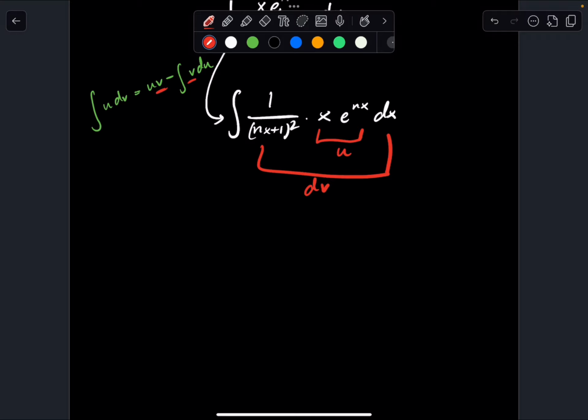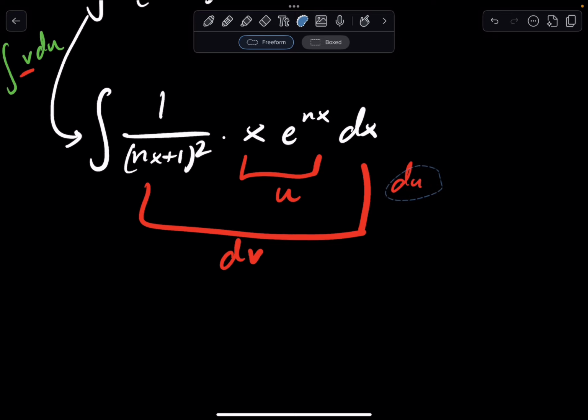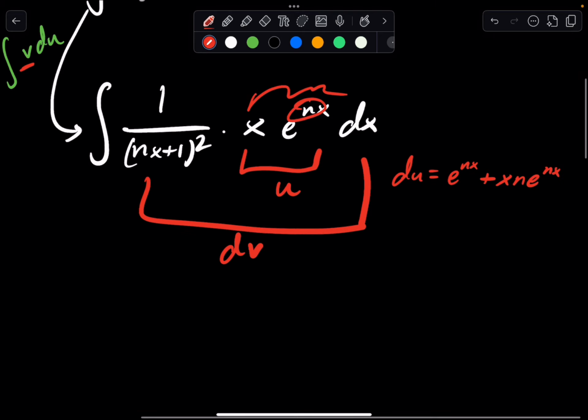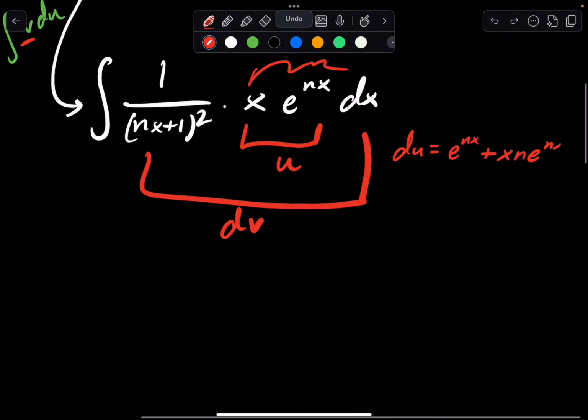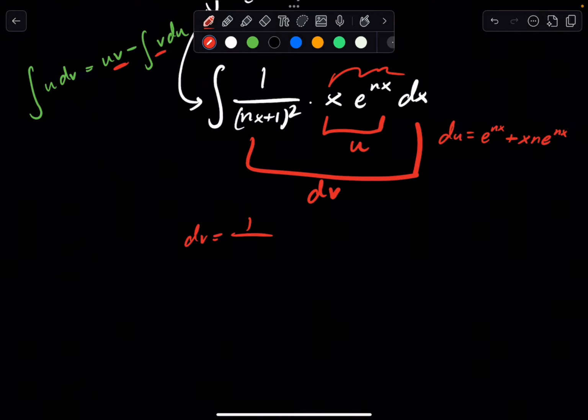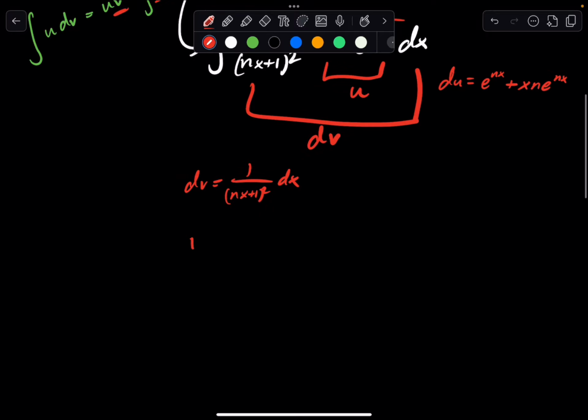So that means let's find du and v first. So du: right here, u is this. So using the product rule, we find that du is equal to e to the nx plus xn e to the nx, essentially, because we have to multiply according to the chain rule. And now for v, we have dv is equal to 1 over nx plus 1 all squared dx, and v is equal to the integral of 1 over nx plus 1 squared dx.